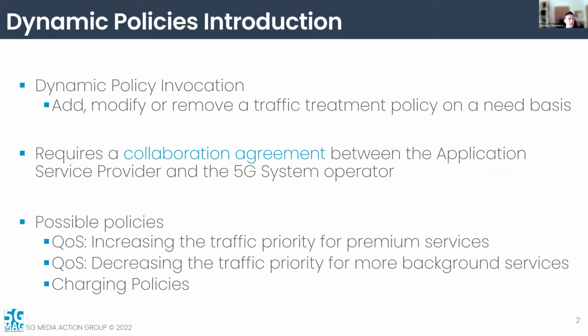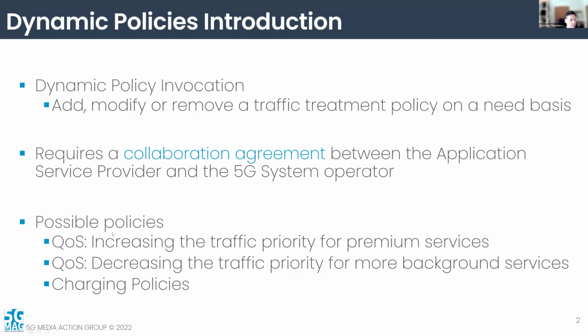This is about adding, modifying, or removing different types of traffic treatment policies, on a need basis. The key driving use case, of course, is to improve the quality of service, meaning to provide a higher traffic handling priority in order to get a higher bit rate, for instance, or certain characteristics. These types of things generally require a collaboration agreement between the application service provider and the 5G system provider, because resources are used a bit differently. In that sense, the general assumption is that something needs to be in place between the service provider and the system provider.